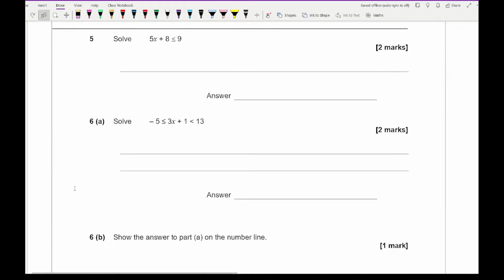Moving on to question 5, again very similar to what we did before. So we want to get x the subject, so we take away 8 first. So 5x is less or equal to 1, and then I divide by 5. So then x is less or equal to 1 over 5. And I'm going to leave it as a fraction, or you could write x is less or equal to 0.2. But do remember, this is a non-calculator paper.